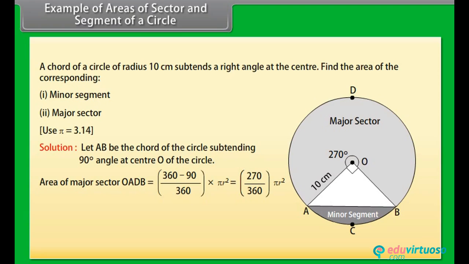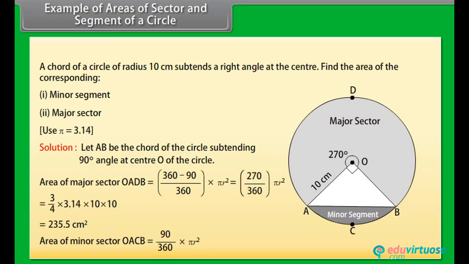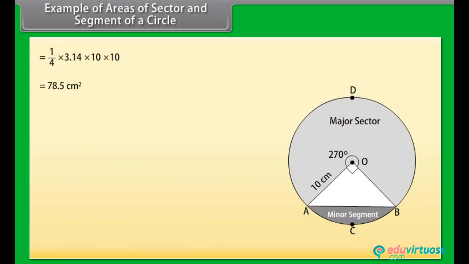Area of major sector OADB is equal to 360 minus 90 whole upon 360 into pi r square, which equals 270 upon 360 into pi r square, which is equal to 235.5 centimeters square. Area of minor sector OACB is equal to 90 upon 360 into pi r square, which is equal to 78.5 centimeters square. Area of triangle OAB is equal to 1 upon 2 into OA into OB is equal to 50 centimeters square.